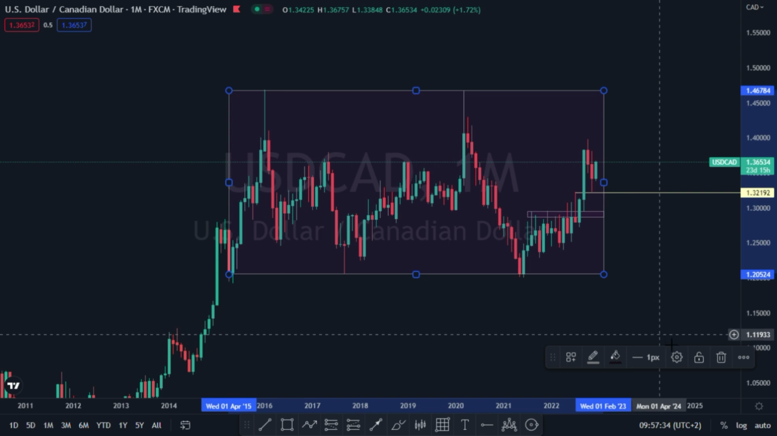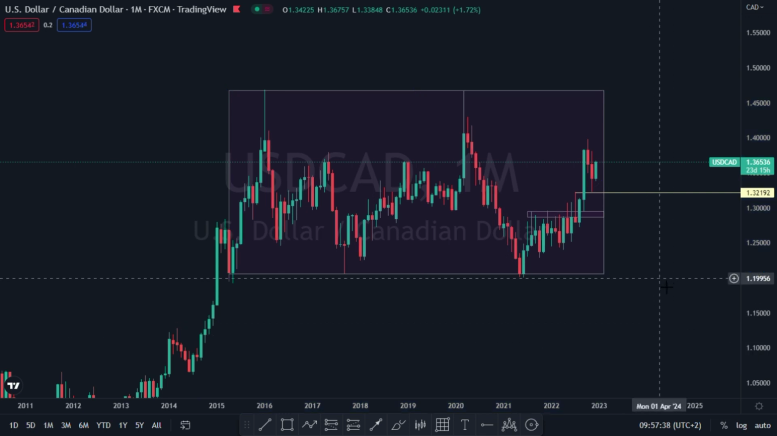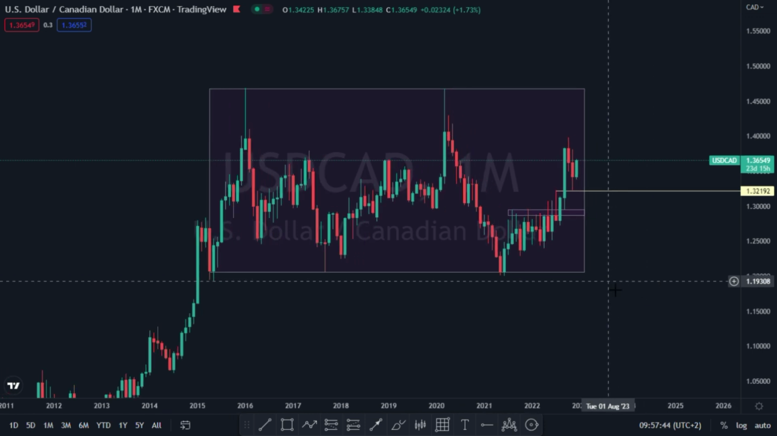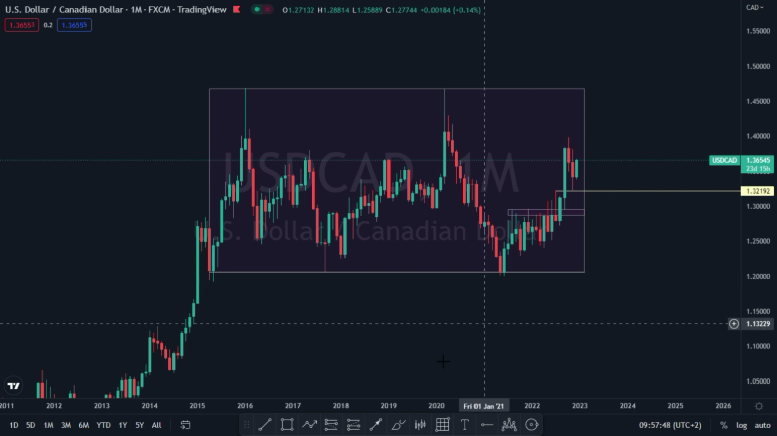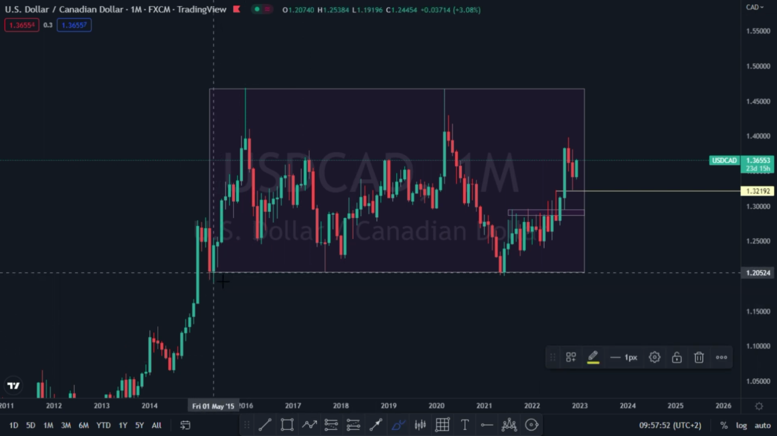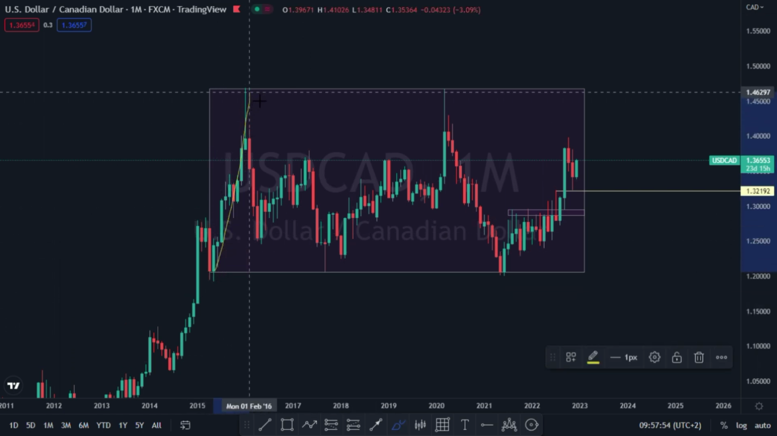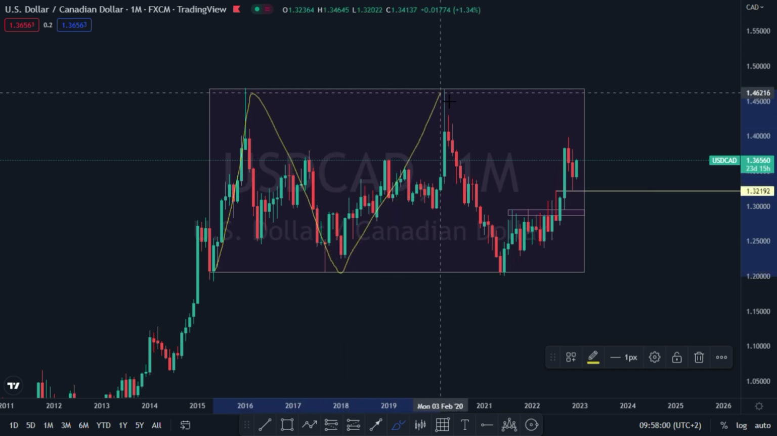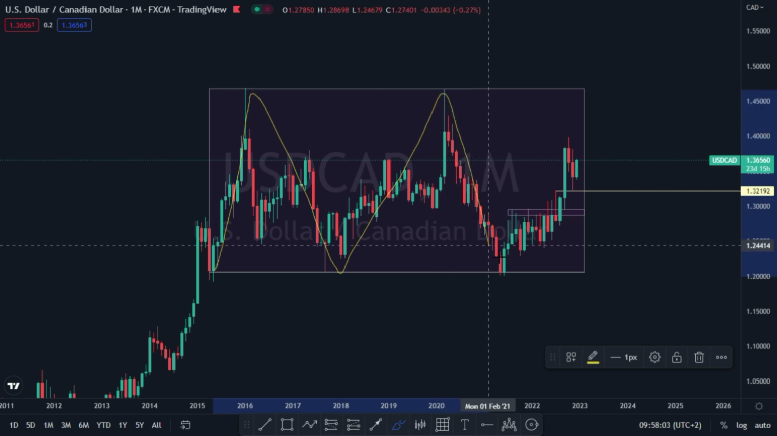So if we look at how the market has been moving, if we just look at this ranging market, we can see that the market has to fill that gap on the bullish side, because we can see that the market moved from support to resistance, from resistance back to support, from support to resistance, and from resistance back to support.